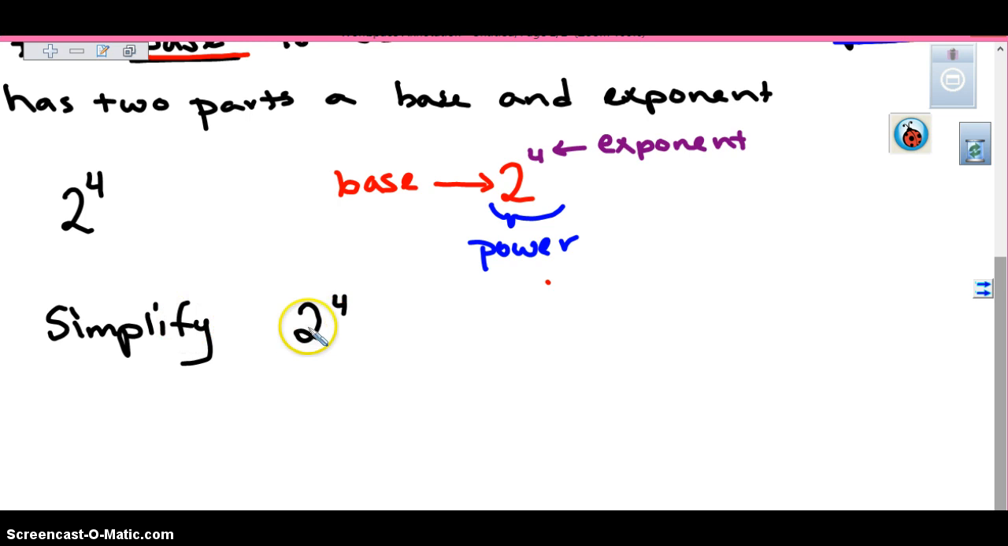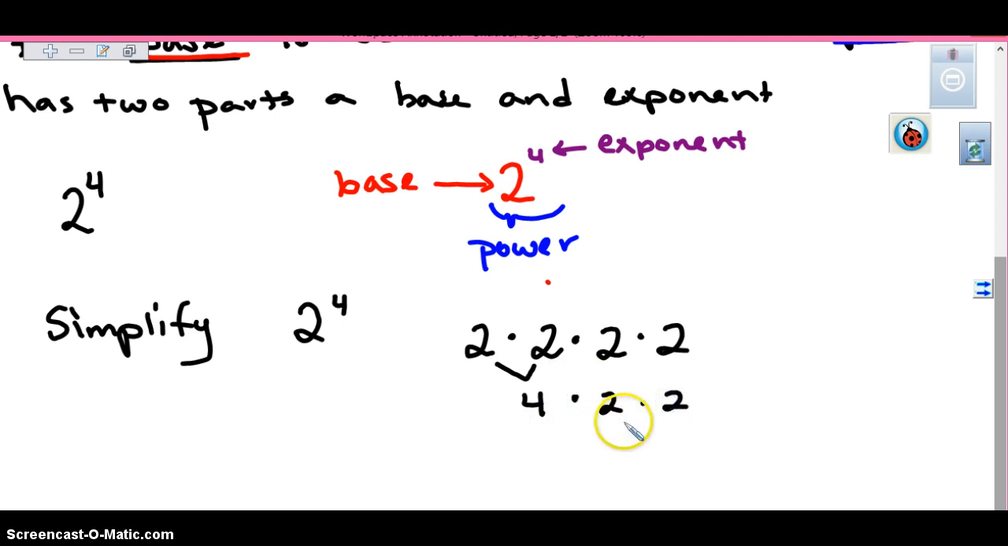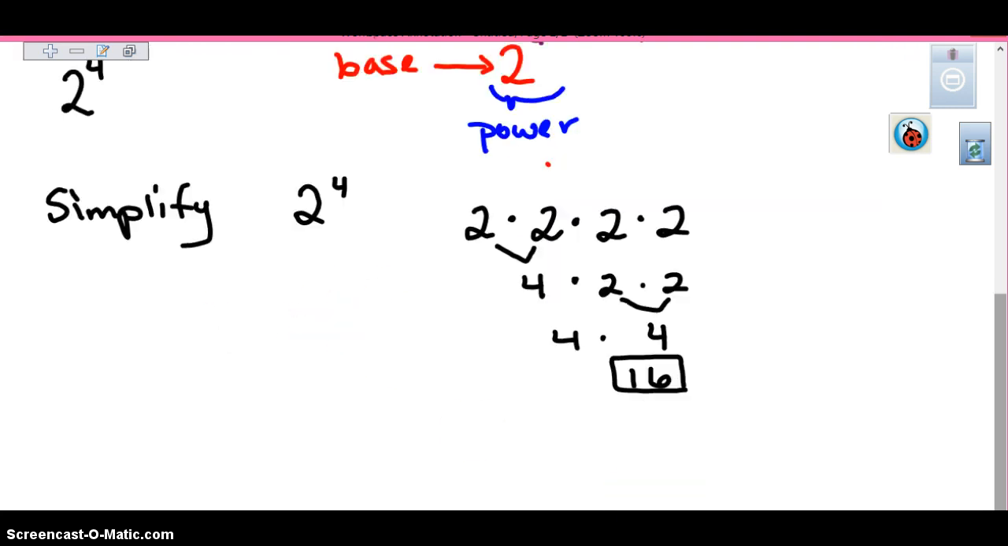Simplify means to replace it with its simplest name. Or in other words, what would be the answer to 2 to the fourth power? 2 times 2 times 2 times 2. The exponent tells us how many times we're multiplying the base. So 2 times 2 is 4, times 2 times 2. Let's say 2 times 2 is 4, and 4 times 4 is 16. 2 to the fourth power is 16.